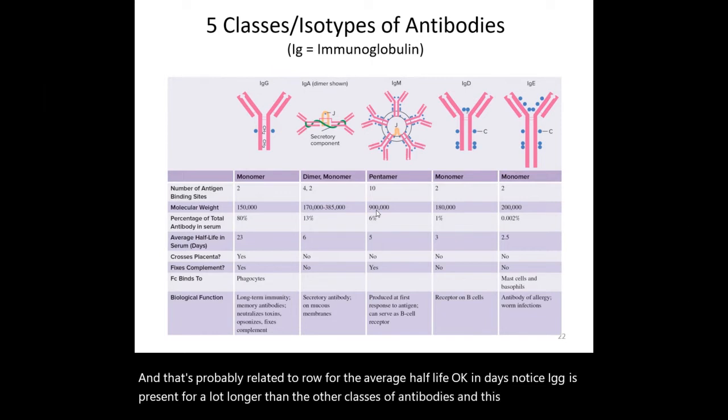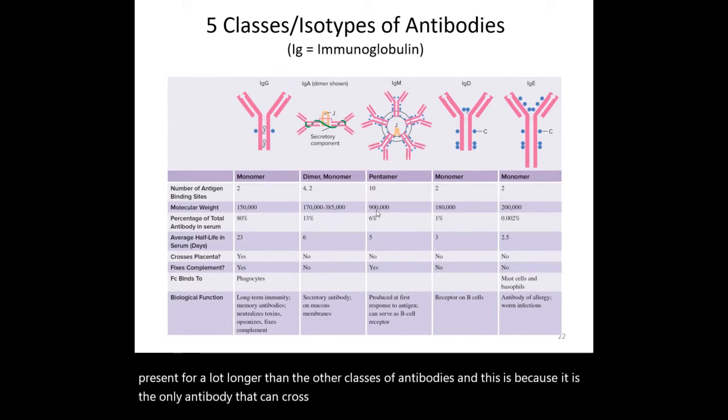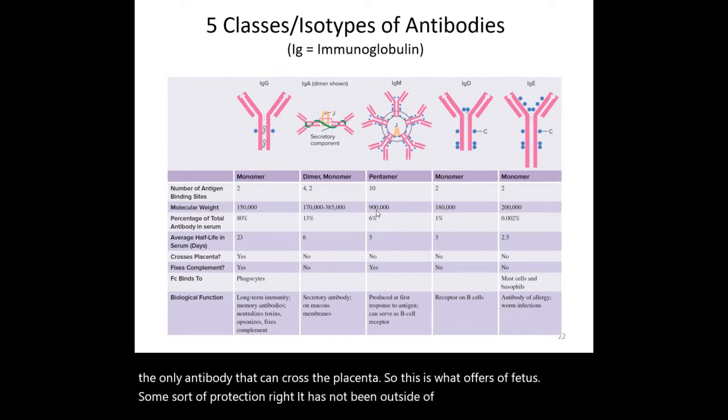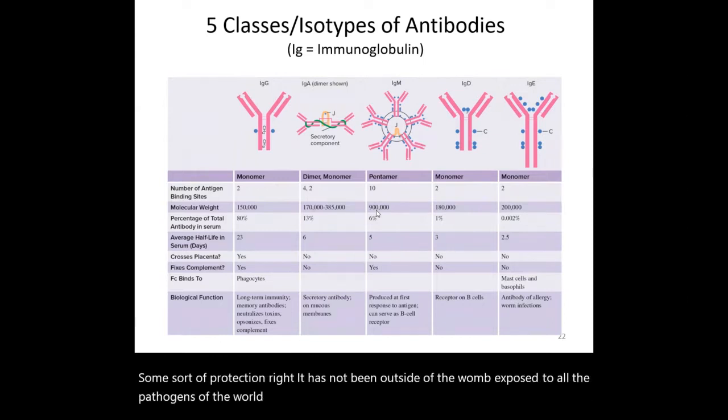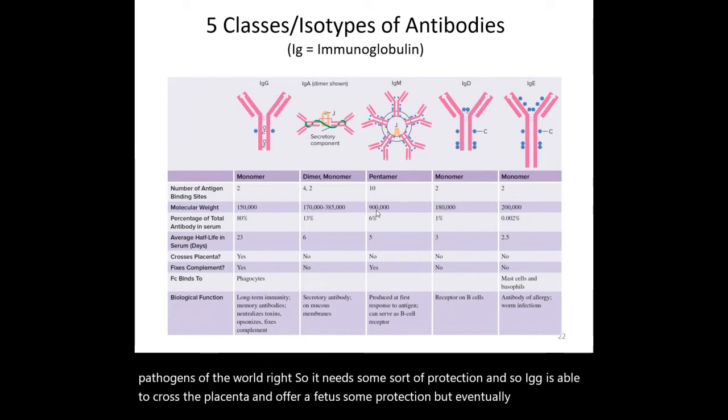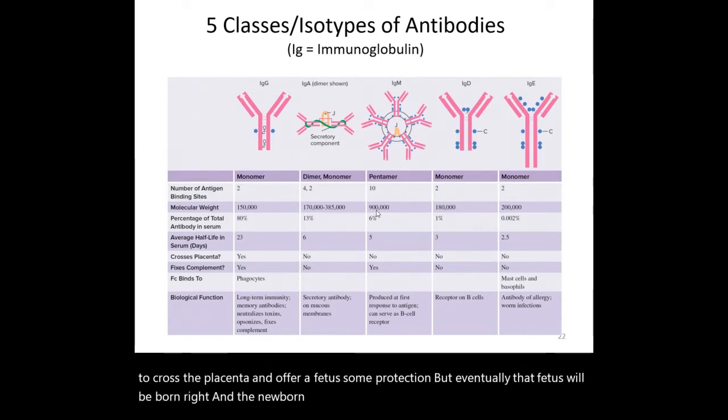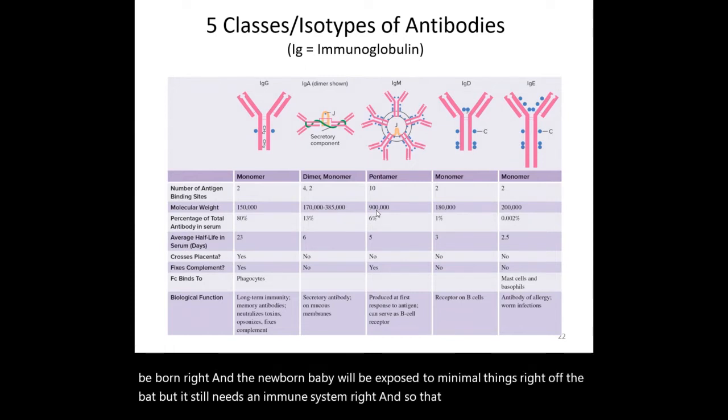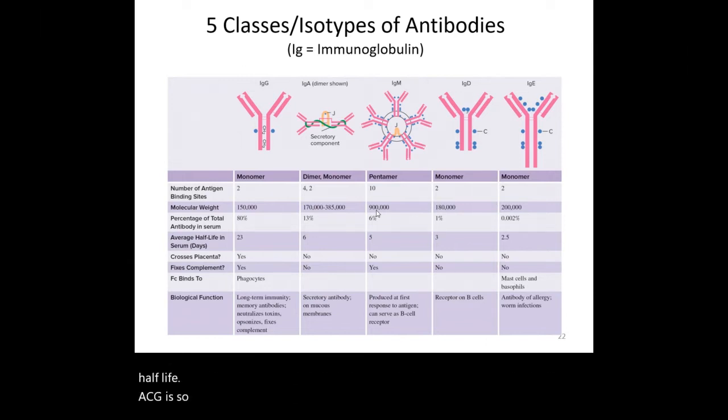And this is because it is the only antibody that can cross the placenta. So this is what offers a fetus some sort of protection. It has not been outside of the womb exposed to all the pathogens of the world, so it needs some sort of protection. And so IgG is able to cross the placenta and offer a fetus some protection. But eventually that fetus will be born, and the newborn baby will be exposed to minimal things right off the bat, but it still needs an immune system. And so that is why the half-life of IgG is so large. It's going to offer that newborn baby some extra protection because it lasts in the body for a while.